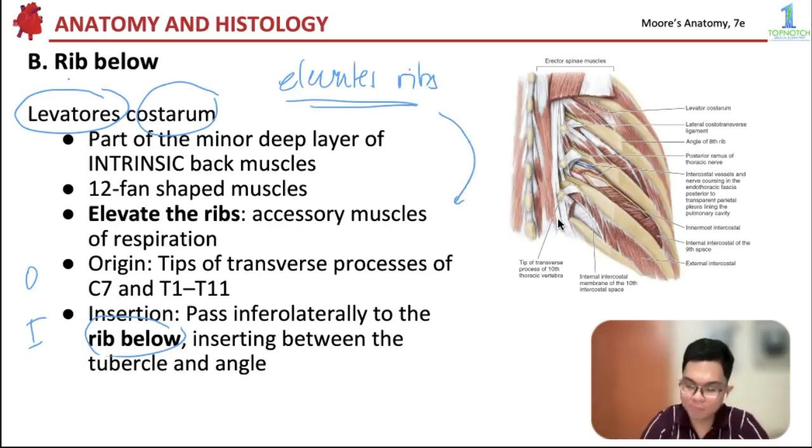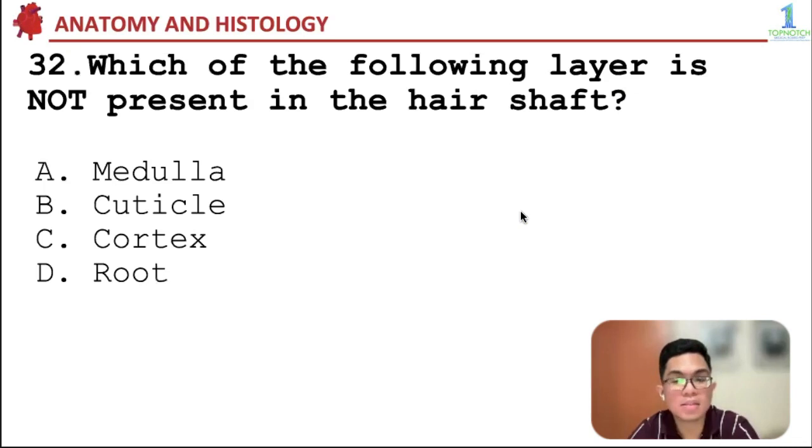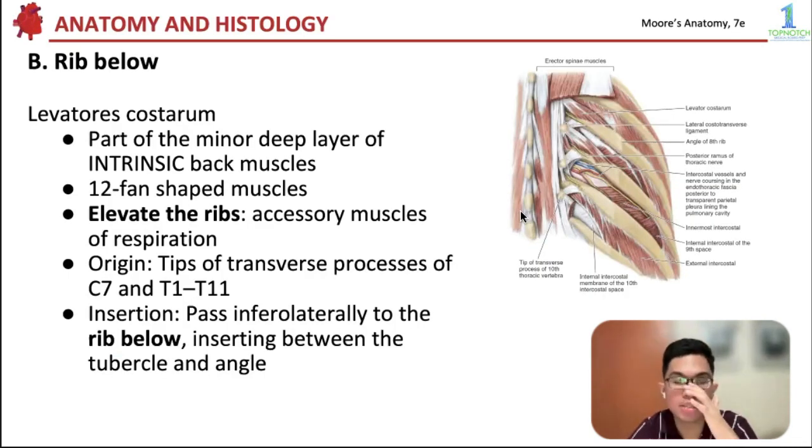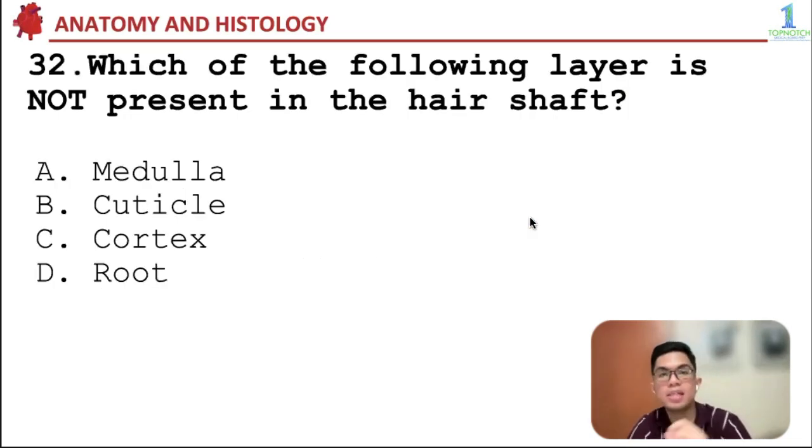So for that to happen, it has to originate from something above, going to a rib below, so that it elevates that rib. So that's how I would analyze it if I'm not familiar with the origin and insertion of a muscle. Okay? So true enough, that's the insertion: to elevate the rib, it inserts to the rib below. Okay? So next question.